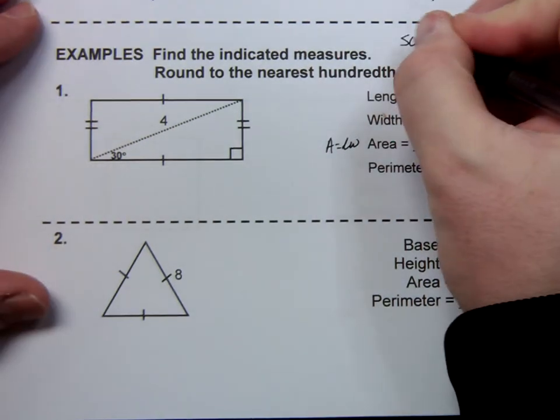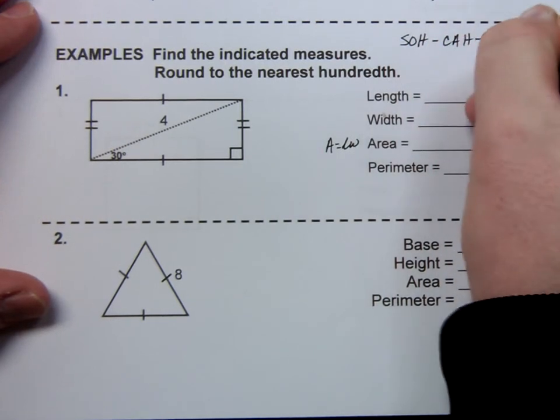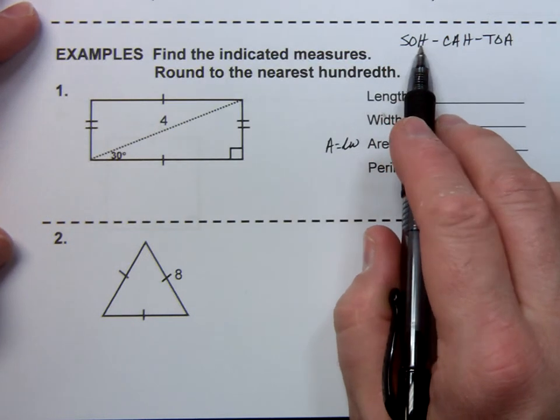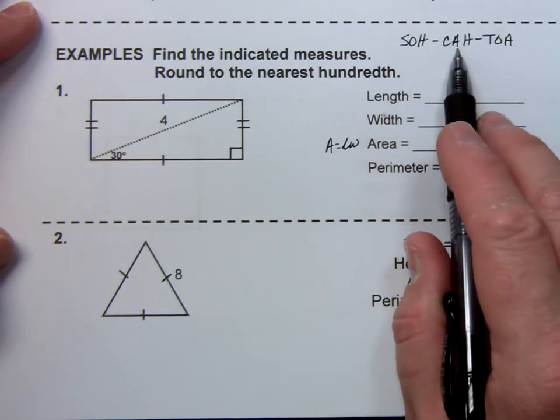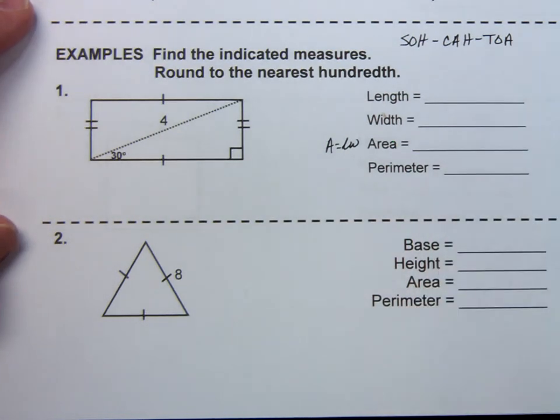So if you remember earlier in the year, we memorized SOHCAHTOA, which means that the sine of an angle is equal to the opposite over hypotenuse. Cosine of an angle is the adjacent over the hypotenuse, and tangent of the angle equals the opposite over adjacent.